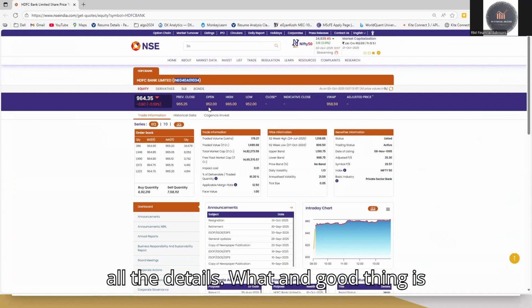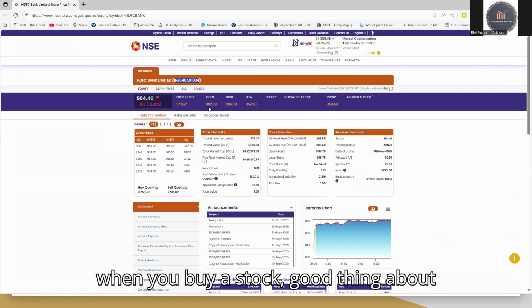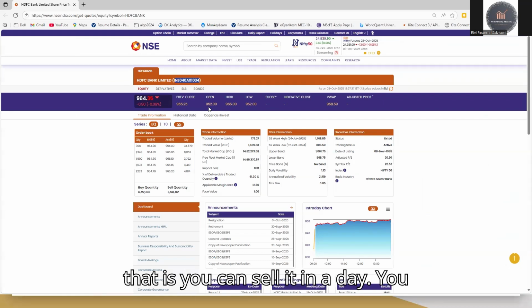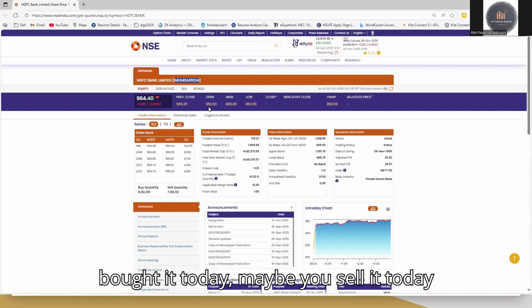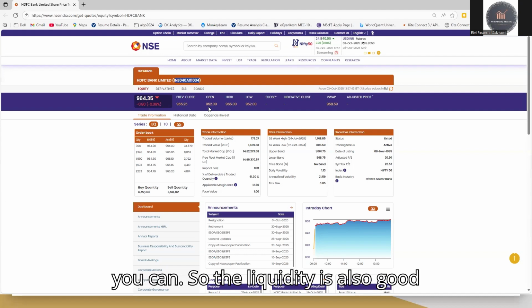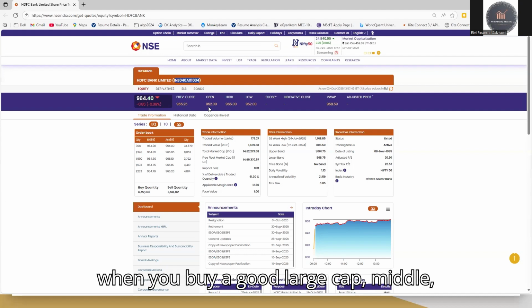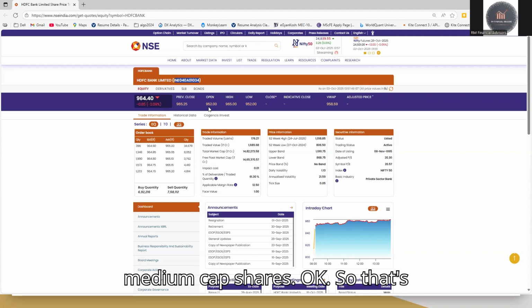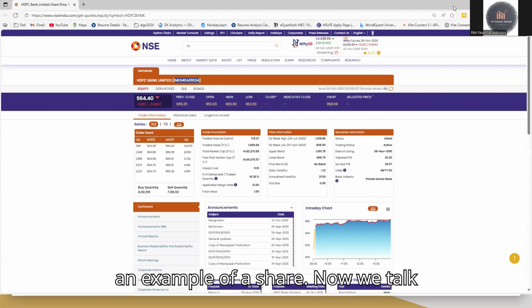So you get all the details. And the good thing about buying a stock is you can sell it in a day. You bought it today, maybe you sell it today, or maybe in a day or two. So the liquidity is also good when you buy good large cap, medium cap shares. Okay, so that's an example of a share.